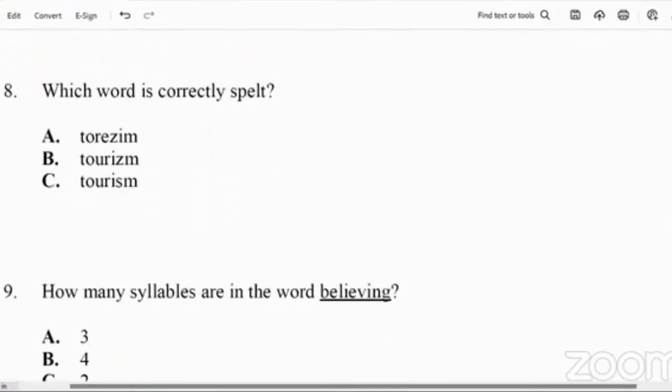All right, question 8, which word is correctly spelled? A, tourism, B, tourism. Of course, they're different. The only correct spelling here is tourism. It's C. Okay, the others are not correct.